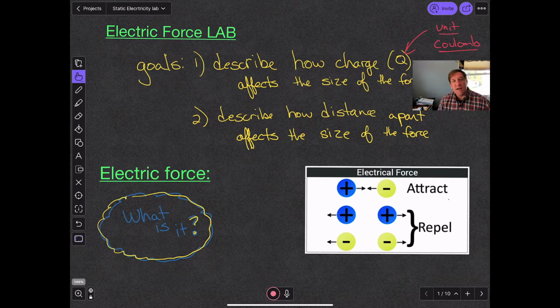We're going to be taking a look at the electric force today. The electric force is kind of our final topic in the area of static electricity. And what we mean by the electric force is the push or pull that we feel between charged objects.